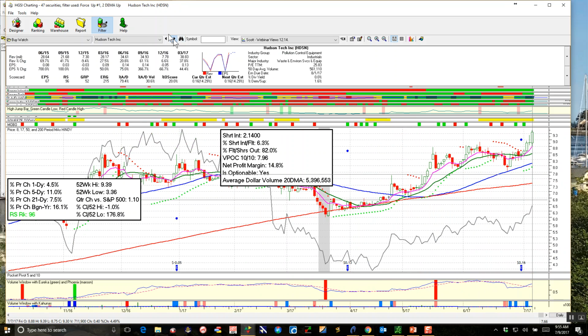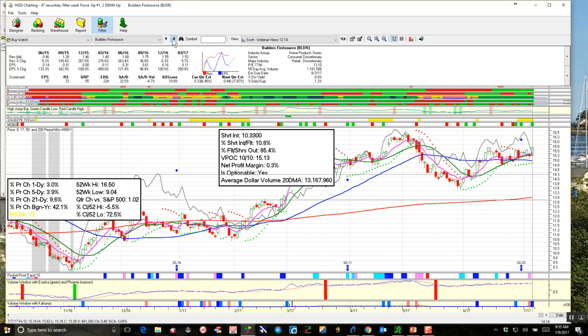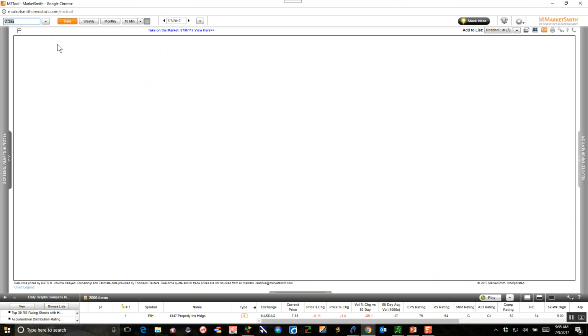Hudson Technology, a breaking out technology play. Earnings per share are picking up. It's a turnaround. And then Builders FirstSource, with Home Depot, Lowe's, and HDS getting hurt. This one's in the same category. I like the earnings per share growth that are coming into the stock. You don't see it here. And sometimes that's where I get something out of MarketSmith, but I'm not getting anything from MarketSmith except they can't find me.